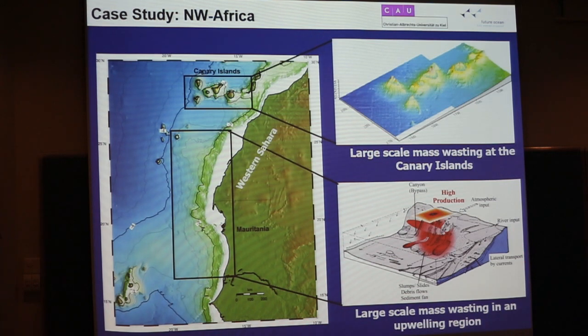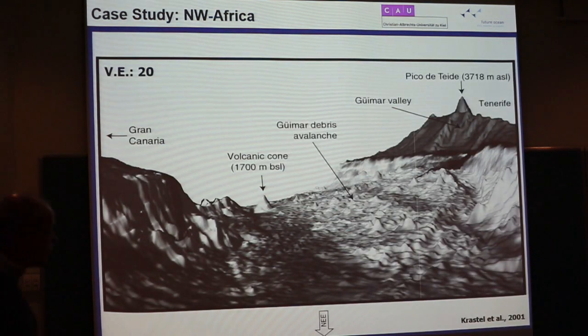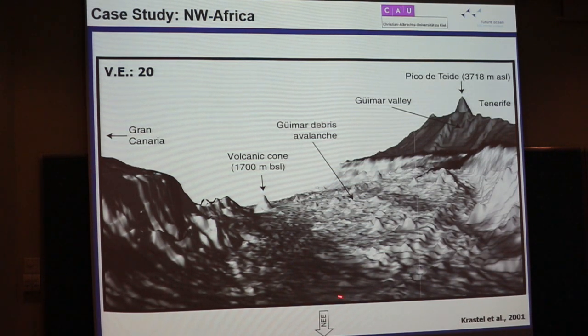First, let's have a look at the landslides on volcanic islands. We will now place ourselves about here. That's Gran Canaria, that's Tenerife, and we place ourselves here, look to Gran Canaria, and then we are coming back to the first figure I showed you before. That's the island of Tenerife, almost 4,000 meters high. Water depth here is in the range of 2,500 meters.